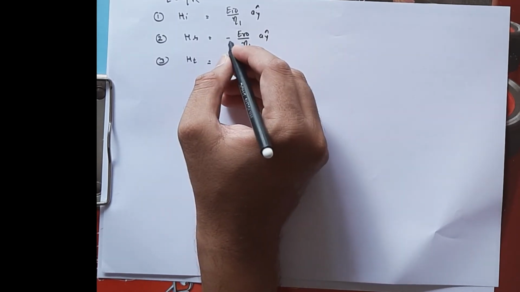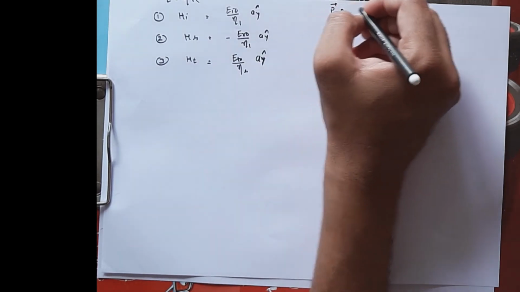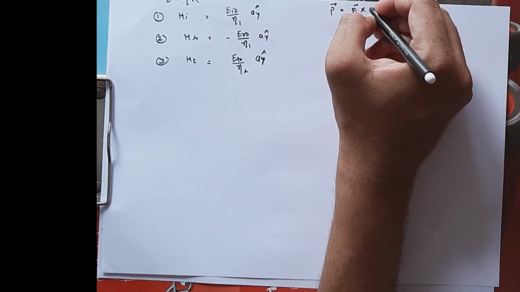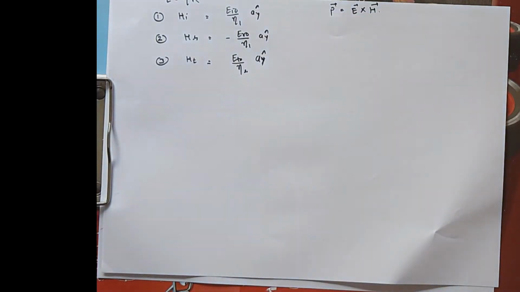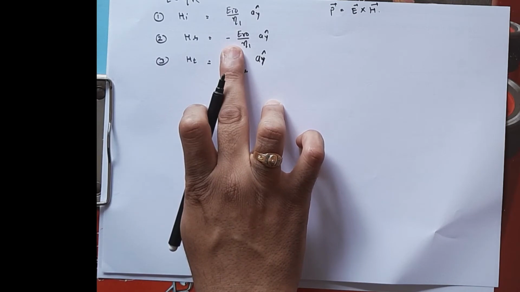Okay, why is it negative? That we have already discussed. Because the polarization direction is nothing but the cross product of E cross H. Clear? So that is why I have to take a negative sign.